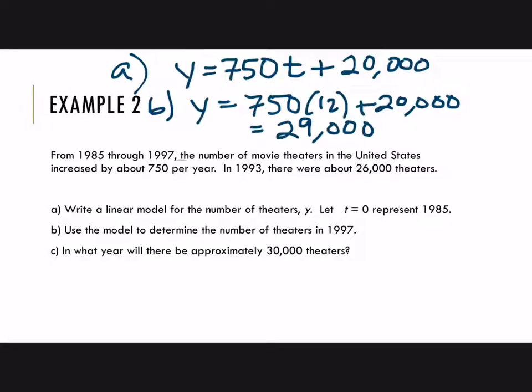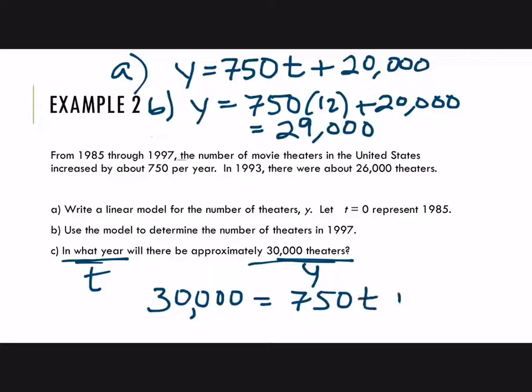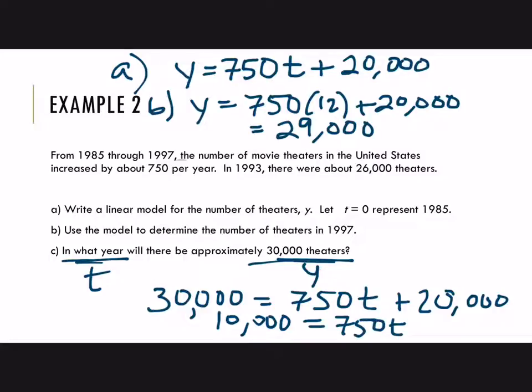All right, and then part C, in what year will there be approximately 30,000 theaters? So if we're using the equation, same thing. This time we have the number of theaters, we know y, and we're trying to solve and find t, the year. Okay, so we have 30,000 equals 750t plus 20,000. Subtract 20,000, that's 10,000, equals 750t.